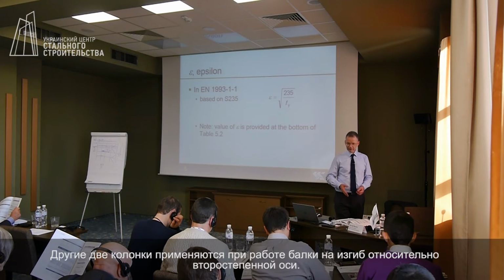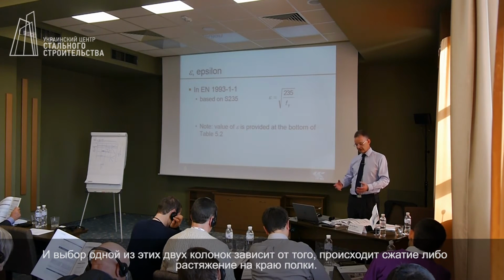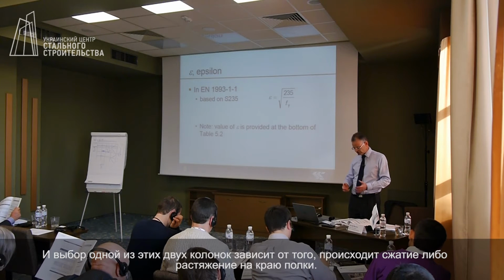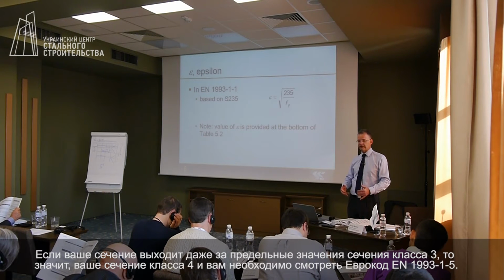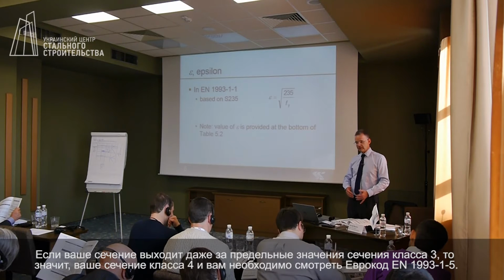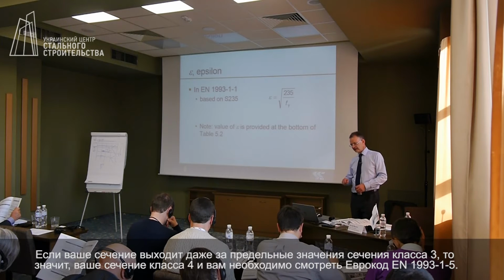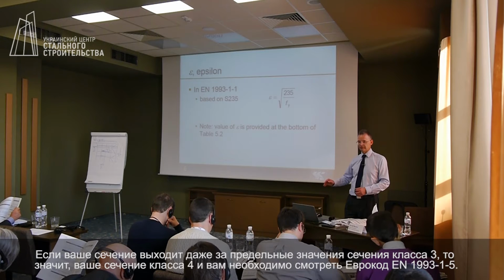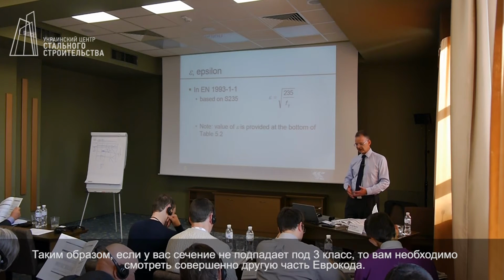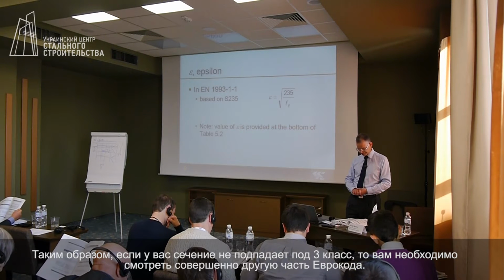The other two columns, they are for if the member is being bent in its minor axis, and then it would depend whether you have compression or tension at the tip of the flange. If you fall outside a class 3 section, then you would be a class 4 section, and you would need to look at EN 1993 part 1 subpart 5. So as soon as you are not class 3, then you are into an entirely different part of the Eurocode.